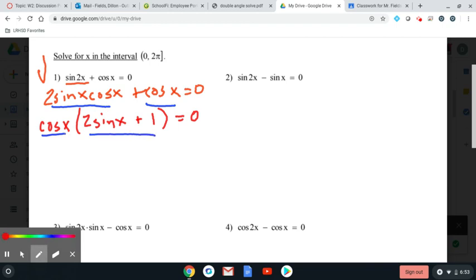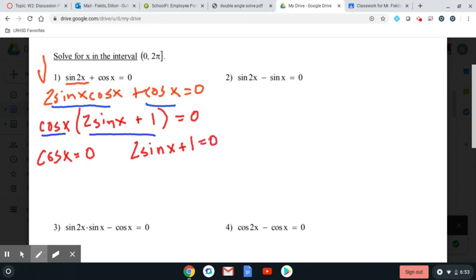So you can now take each of these groups and set each of them equal to 0 and try to get that trig function by itself. When we set cosine x equal to 0, that already has cosine x by itself. That's fine. Now we have to take 2 sine x plus 1 and set that equal to 0 and solve. When we solve that, we end up solving for sine, so sine of x is equal to negative 1/2.